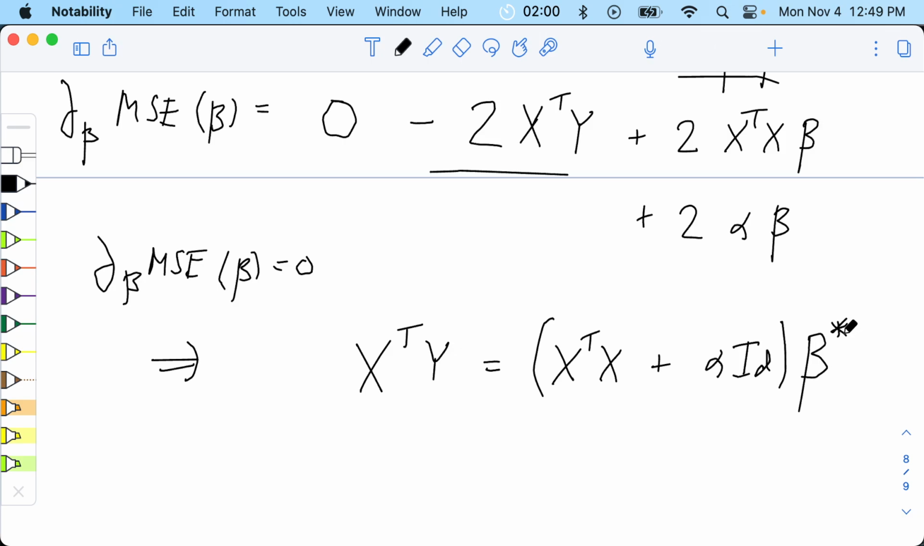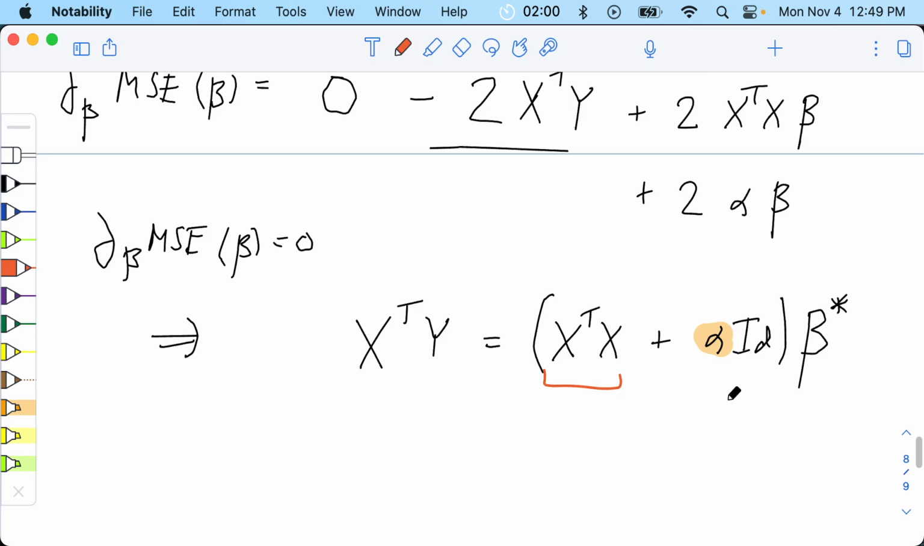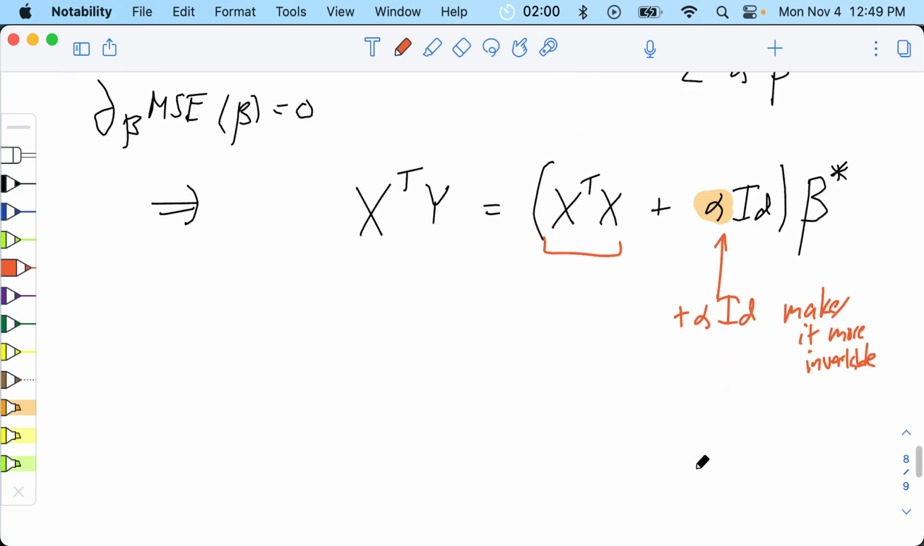And now is the moment where I'm going to explain why alpha helps with multicollinearity. Alpha helps with multicollinearity because a big alpha makes sure that this matrix is invertible. So X transpose X maybe is not invertible, but X transpose X plus alpha times identity is always more invertible. Adding alpha times the identity makes it more invertible, in the sense that it adds alpha to all the eigenvalues. So eigenvalues increase by alpha. And that makes it more invertible.